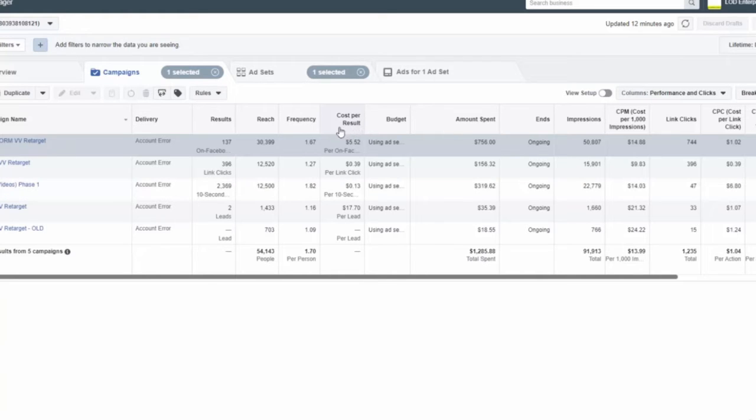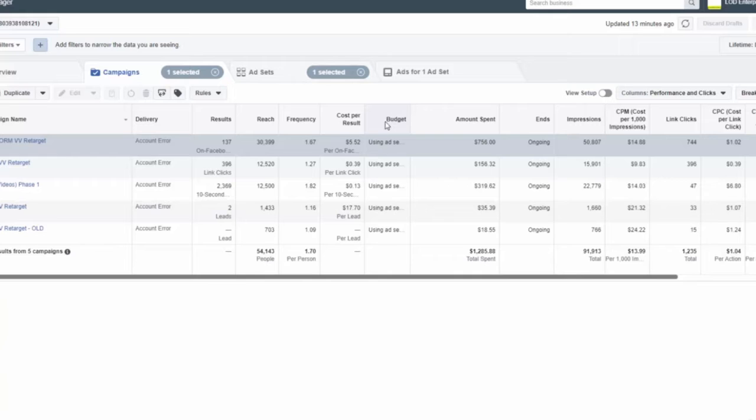Cost per result here, this is essentially the cost per our campaign objective. So for here, this was a lead generation form, and for each lead, it cost us $5.52. And then for each click here, it was 39 cents. And for every 10-second view, 13 cents. And this one here for every lead was $17.70.